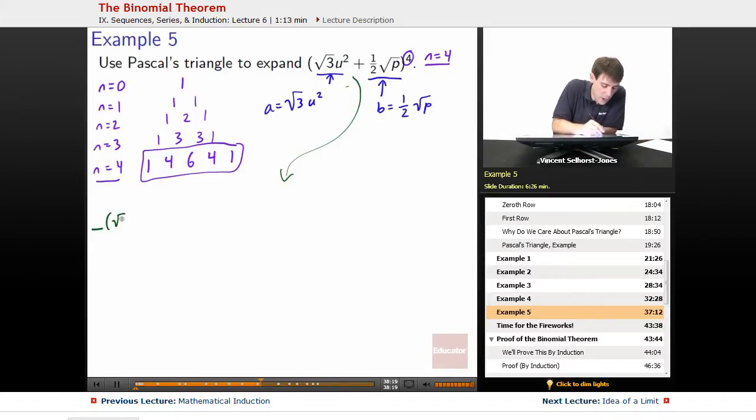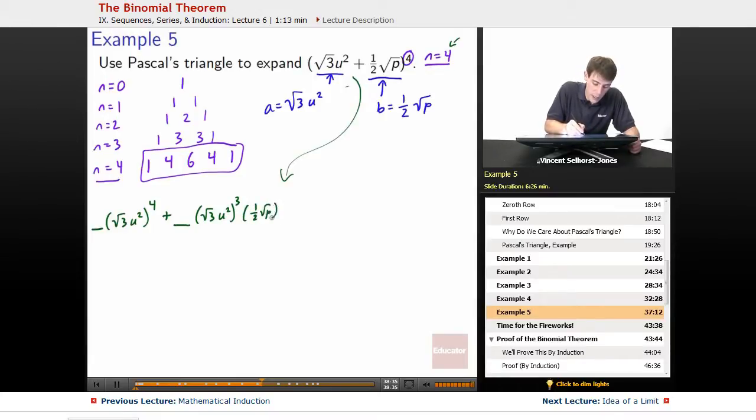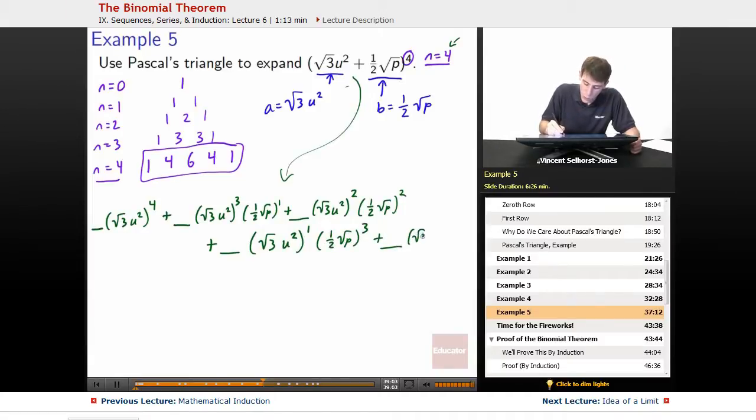So the first one will be root 3 u squared to the n equals 4, and then 1/2 root p to the 0, so I won't even write that one, plus blank root 3 u squared to the 3 times 1/2 root p to the 1, plus blank root 3 u squared squared times 1/2 root p squared, plus blank, let me break that down to the next line just so we can have plenty of room, plus blank root 3 u squared to the 1 times 1/2 root p to the 3, plus blank root 3 u squared times 1/2 to the 0, so we can just disappear that entire thing, times 1/2 root p all to the 4. Great.